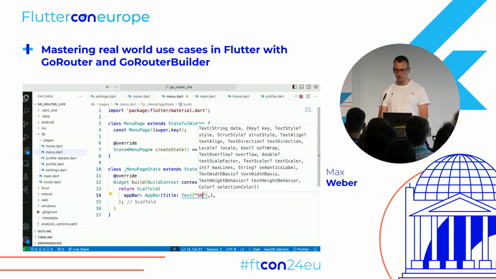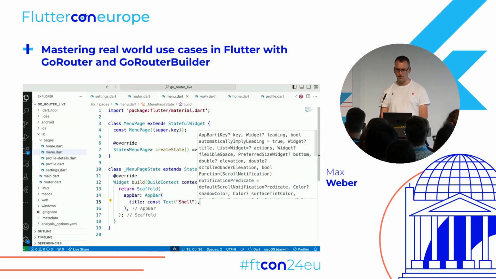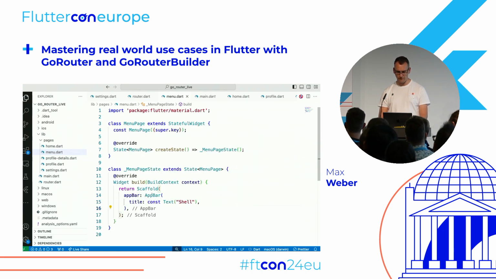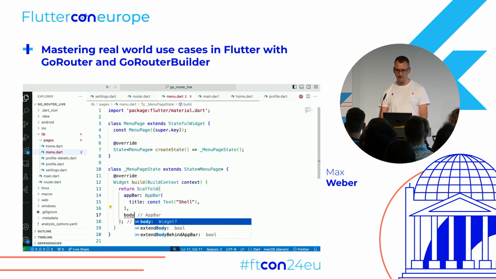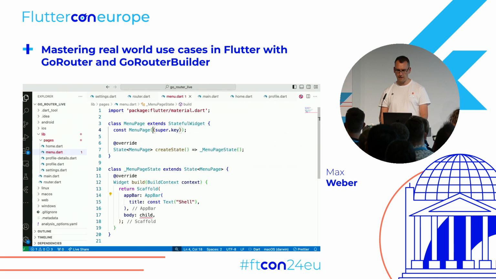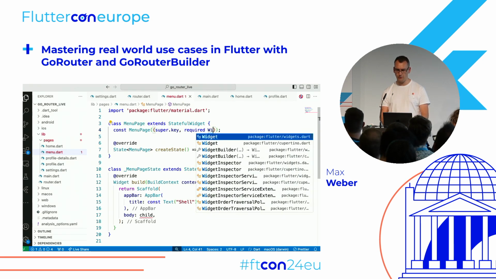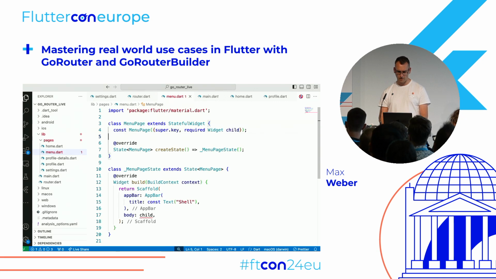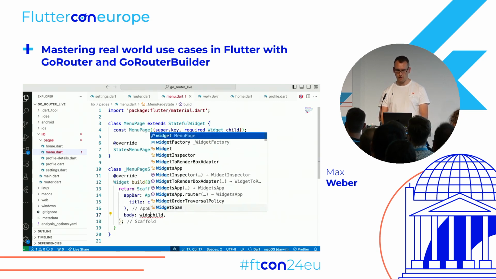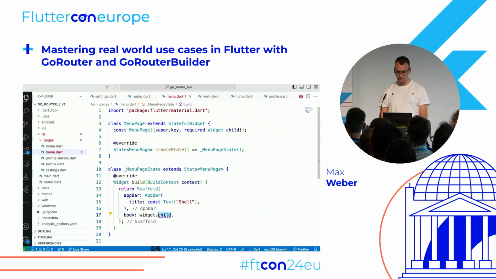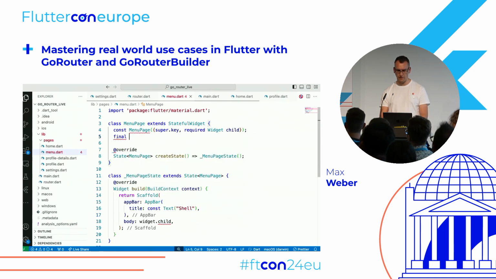And this is our shell. And perfect. And now we have to specify where the child has to be, and we pass in that directly as the body. And this menu page receives also the required widget child. And now we have to pass in here the widget.child. Thank you so much. Final widget child, and I think that should be better.